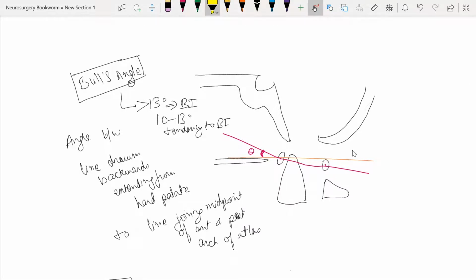Now the next craniometric parameter is Boogard's angle. So Boogard's angle is an angle which is formed between a line which is drawn backwards extending from the hard palate and another line which is joining the midpoint of the anterior and posterior arc of the atlas. So if it is greater than 13 degrees, then basilar invagination is present. If it is between 10 to 13 degrees, then there is a tendency towards basilar invagination.